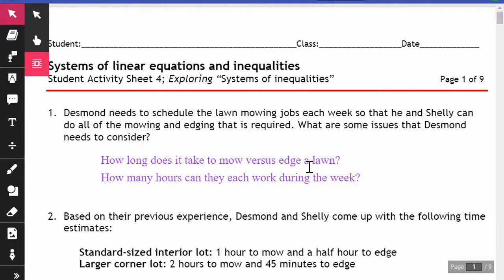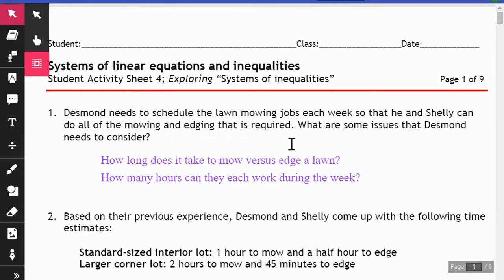He's figured out prices and which one's a better deal, old or new mower, and then he's figured out how many lawns he's mowed based on how much he made, or which lawns based on how many he mowed total and how much he made off of them, and all that fun stuff. And now we're moving on to Desmond building this business, and he's actually hired his friend Shelly to also help out, and she's going to do edging. So he does mowing and she does edging.